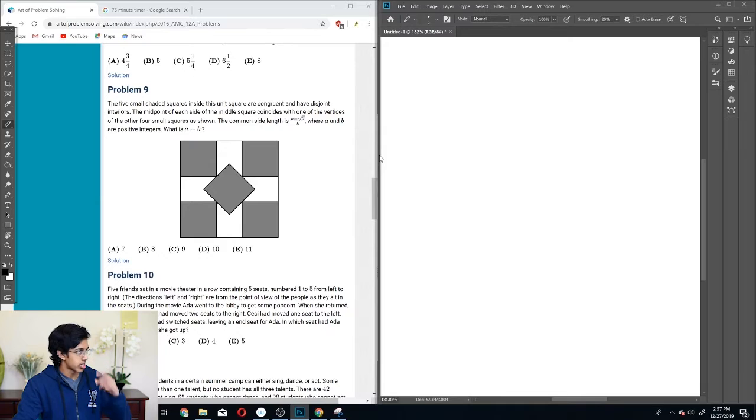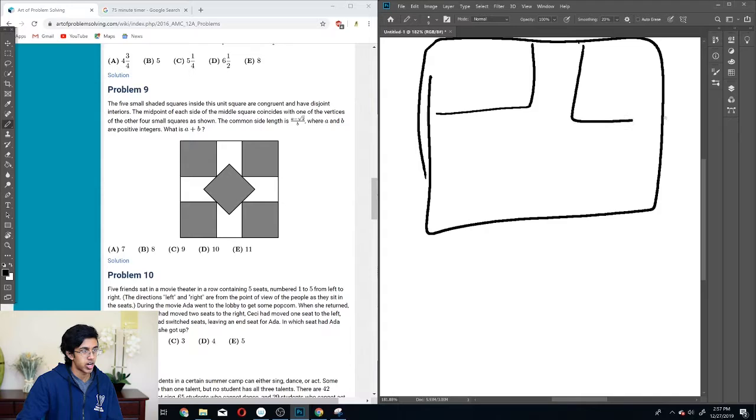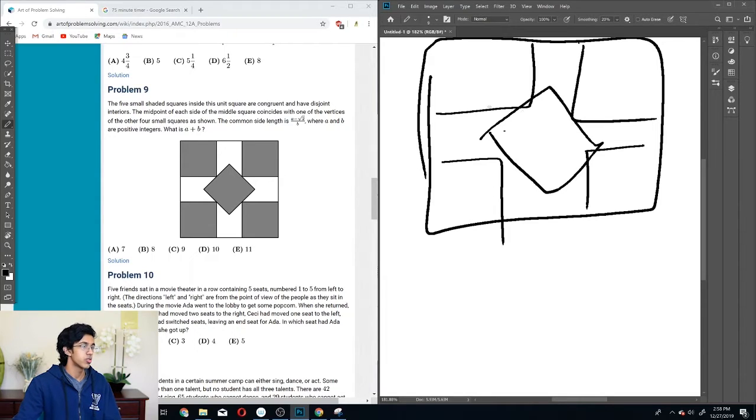Okay, 5 small shaded squares inside of the unit square are congruent and have disjoint interiors. The midpoint of each side of the middle square coincides with one of the vertices of the 4 small squares. Okay, common. Okay, so they all have the same. Okay, so let's just draw it. Okay, theoretically on the actual thing, I would not have to draw these diagrams. That would be so much easier, but what? Oh my god, this is so disgusting. Whoops. Wait, so this whole thing is a unit square.